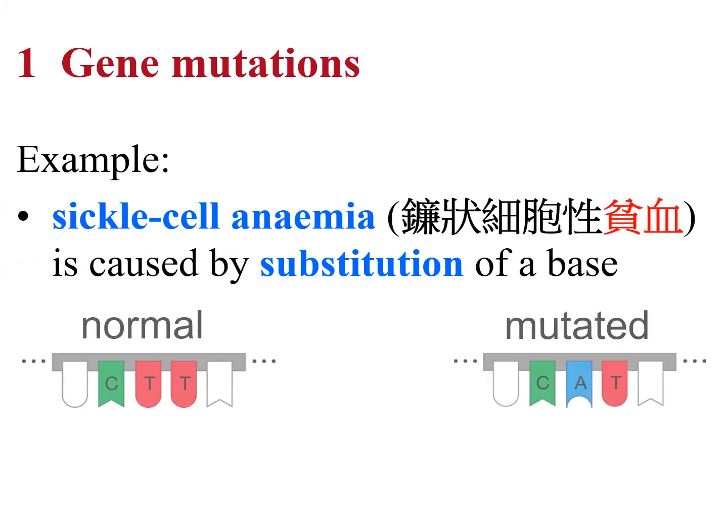In this lesson, we are going to give you some examples of gene mutations, such as sickle cell anemia. It is caused by a base substitution. On the diagram below, it shows you the normal triplet code, CTT, and a mutated triplet code, CAT. One of the base T is changed to A after mutation.